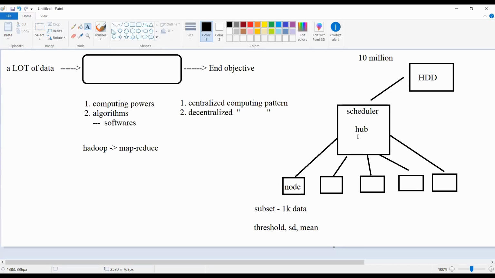So like that, the scheduler will be taking up the algorithms that are sent from the node to the hub, and then it will just apply it on the data set that is present in the hard disk, this big data set. And then we are actually talking about the big data part.